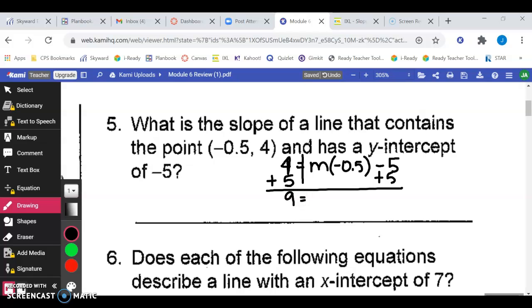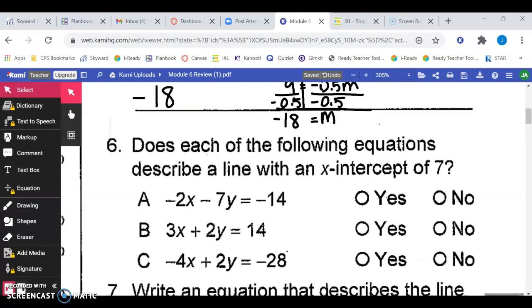So that's 9 equals. I'm just going to flip this around and put this -1/2 in front because that's what we're normally used to seeing. Then I'm going to have to divide by that -0.5 to cancel it out. So m is left on this side, and 9 divided by -0.5 is actually -18. So our slope is -18 for this one.